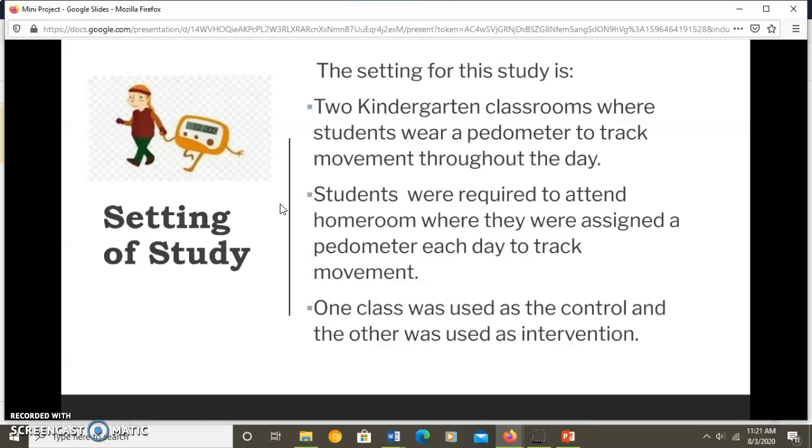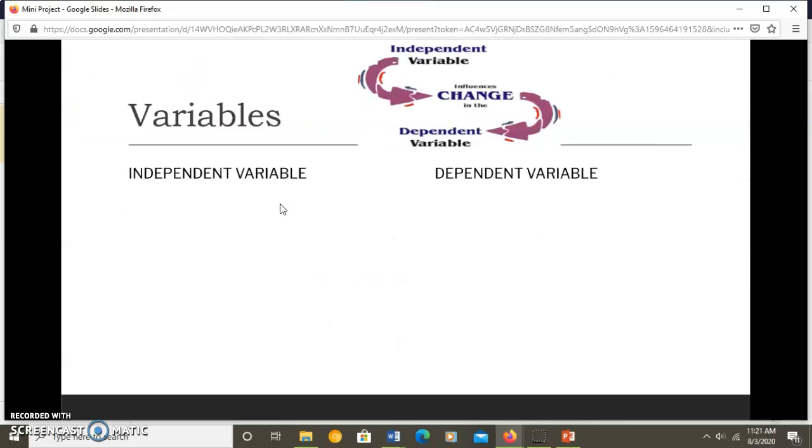The setting of the study, we have 2 kindergarten classrooms where students are going to be asked to wear a pedometer that will allow us to track their movement throughout the day. Students are required to go to homeroom where they're going to be assigned a pedometer to track their daily movement. One class is going to be used as the control classroom and the other will be used as an intervention.